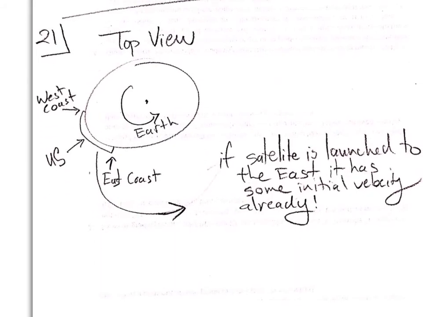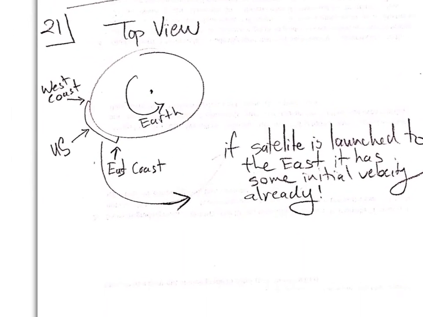21, here's a top view of Earth, and so we know that the sun rises in the east, so it means that the Earth is rotating this way because the east sees the sun before we do on the west coast. So if you launch the satellite this way, it would have an initial velocity of almost 1,000 miles an hour going around the Earth. It has to go a lot faster, but this would use the Earth's rotation to actually get it going and be helpful.